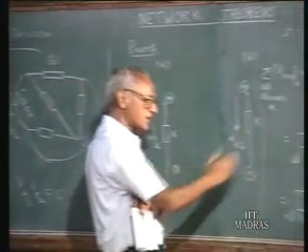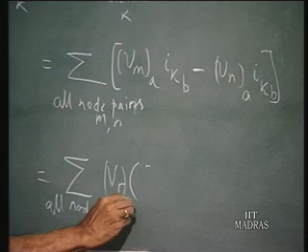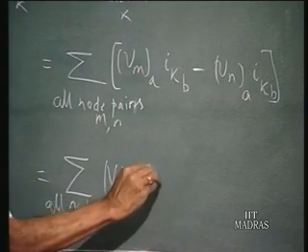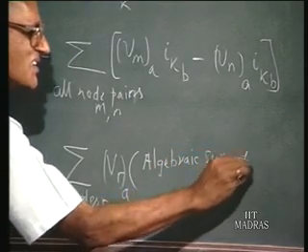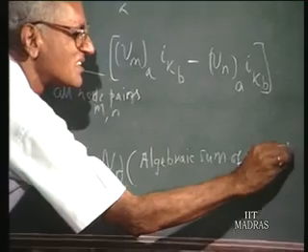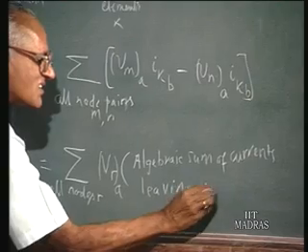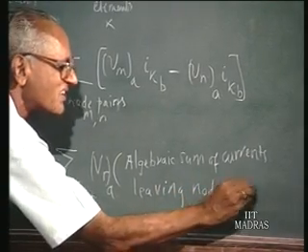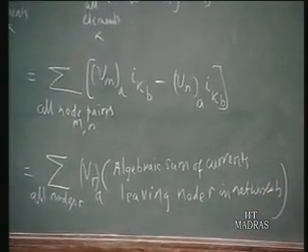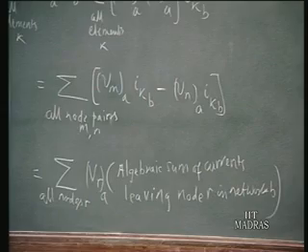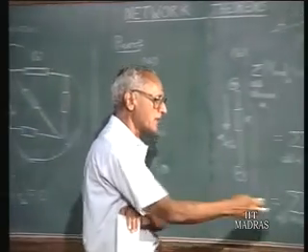So if you look at this carefully, we can write it as the sum over all nodes R of VRA, of course A, times the algebraic sum of currents leaving node R in network B. So these are the currents in the network B. You take the node voltage R in the network A, multiply by the algebraic sum of currents leaving node R in the network B, and by Kirchhoff's current law this is going to be 0.